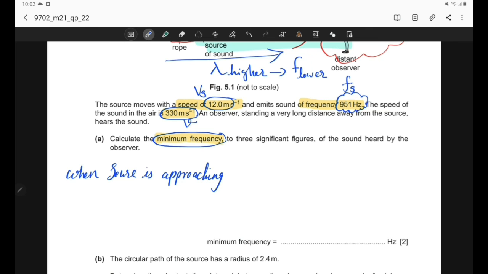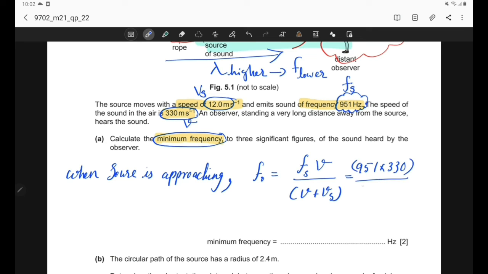So we can use the equation of the Doppler effect when the source is approaching, that is, observed frequency is equal to source frequency times speed of sound over speed of sound plus source speed. Here we have all these values. We can substitute, so we get 951 times 330 over 330 plus 12, and our answer in 3 SF is 918 Hertz.